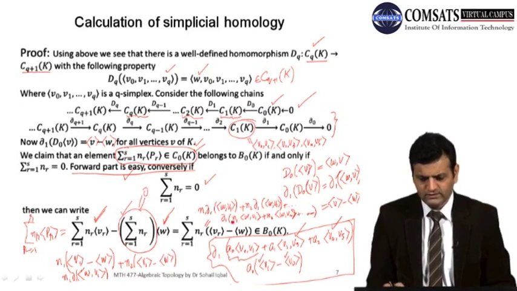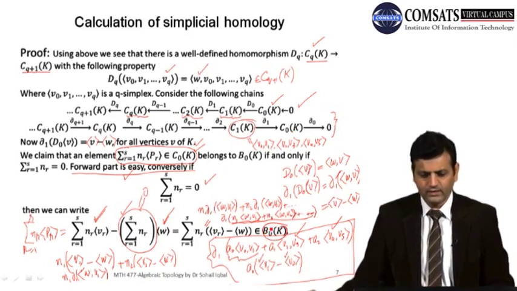Okay, so the sth term, and so this is basically a general element of S1, and this is the image of that general element of C1. Okay, so this is a general element of C1, and partial 1 is the image of that general element. Of course, the image of partial 1 is basically B0, so that's why this is an element of B0. Okay, so we have proved that an element of C0 of k belongs to B0 of k if and only if the sum of the coefficients is 0.